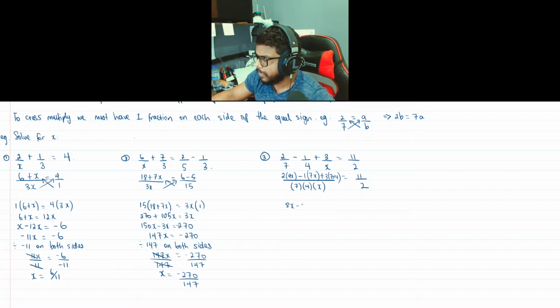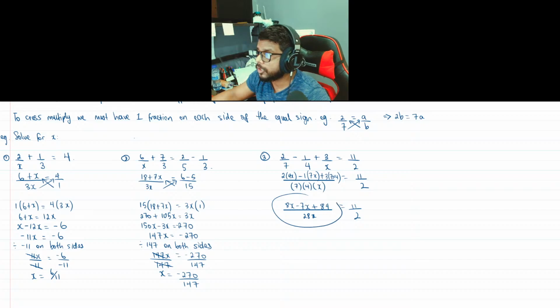8x minus 7x plus 7 by 3 by 4. Again, I jump in on my calculator. 7 by 3 by 4, 84, all over 28x is equal to 11 over 2.